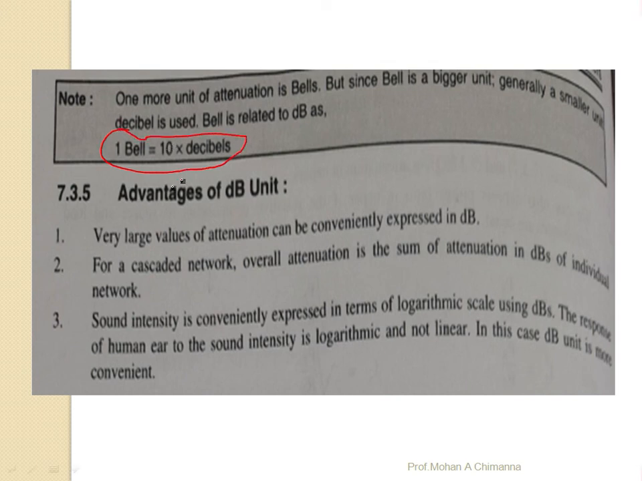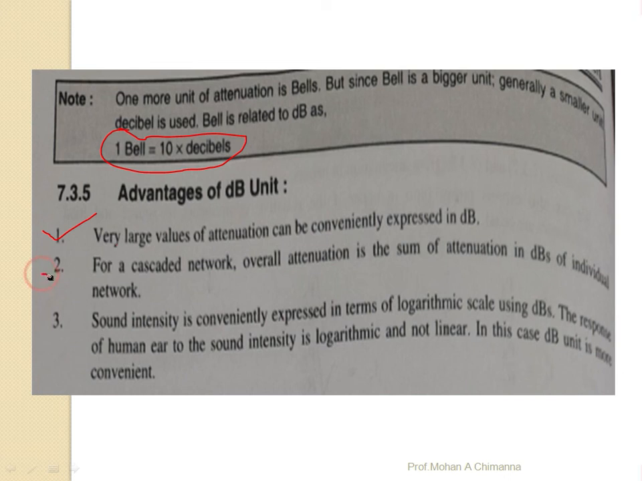So, advantages of the decibel unit. The first advantage is that very large values of the attenuation can be conveniently expressed in the decibel unit. If you take any frequency response and want to draw it, your frequency may vary from 1 Hertz to 20 gigahertz, so the value is very large, and representing it numerically on ordinary graph paper is very difficult. So very high values of the attenuation can be conveniently expressed in the decibel unit.